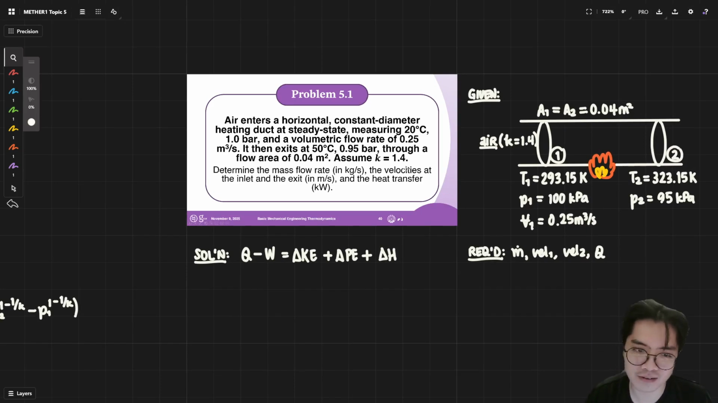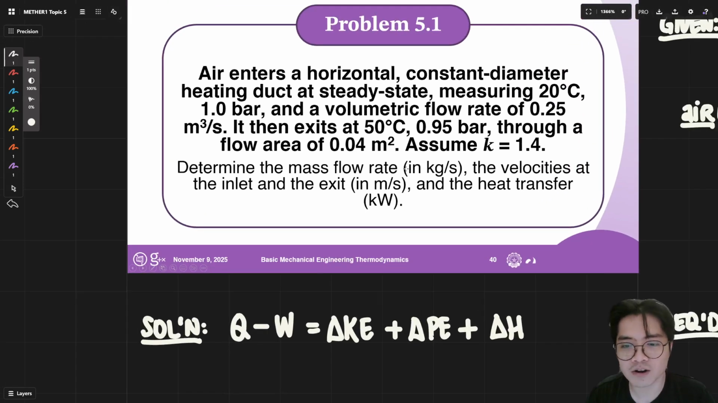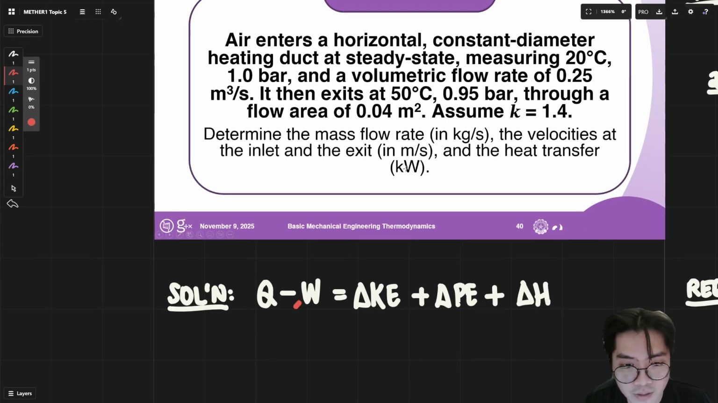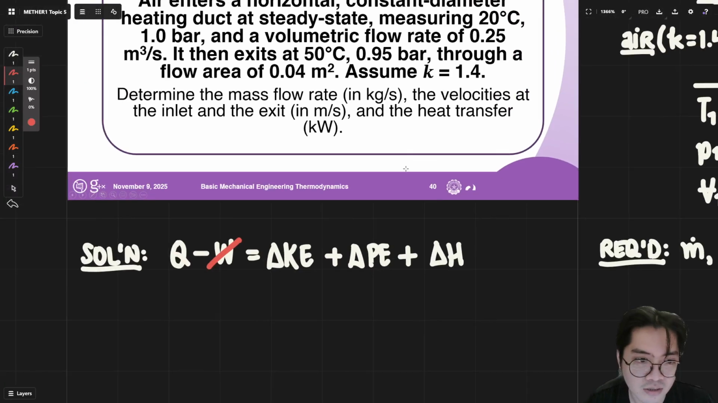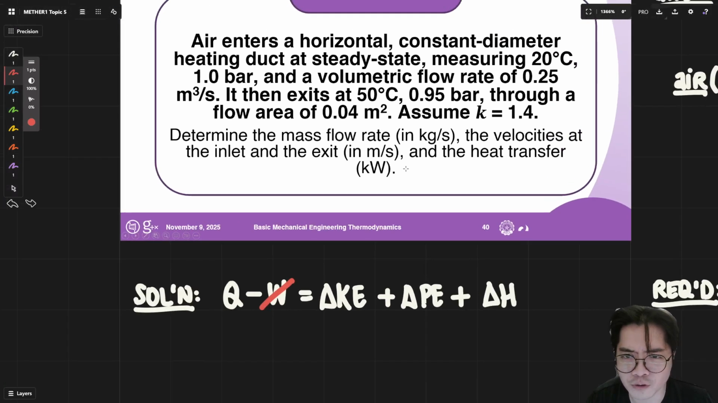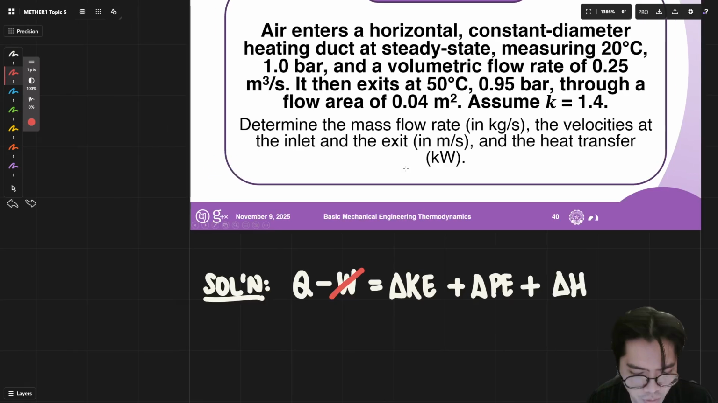This is the fun part. Right? The fun part is, well, there is no mention of this pipe moving at all. Therefore, there is no work. Okay? This pipe is being heated. So, well, there is no other choice but to assume that there is heat. Right? And of course, you're going to solve for it later, the heat transfer. So, we will let this remain for now.